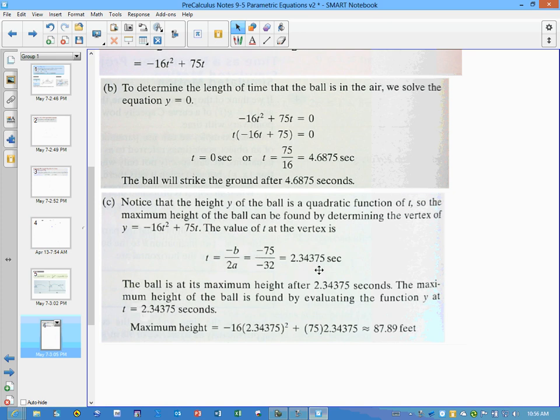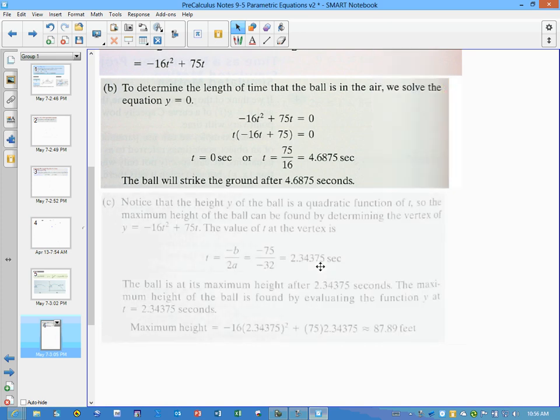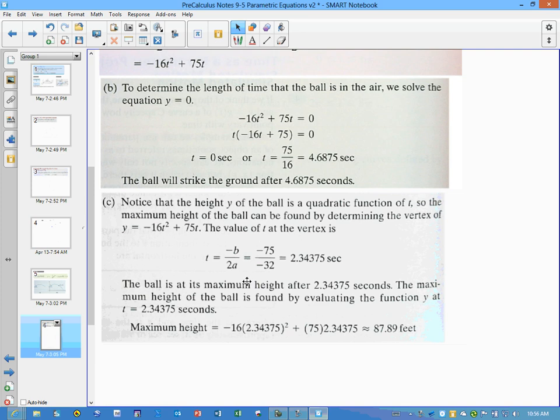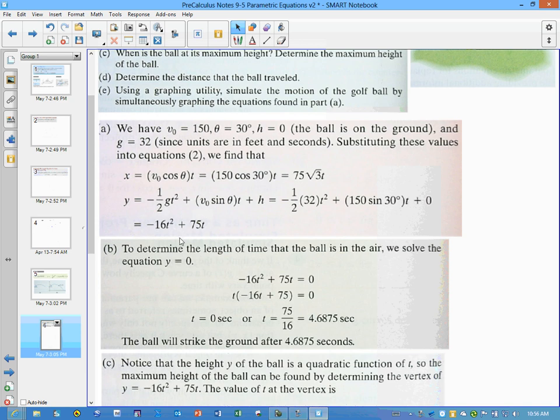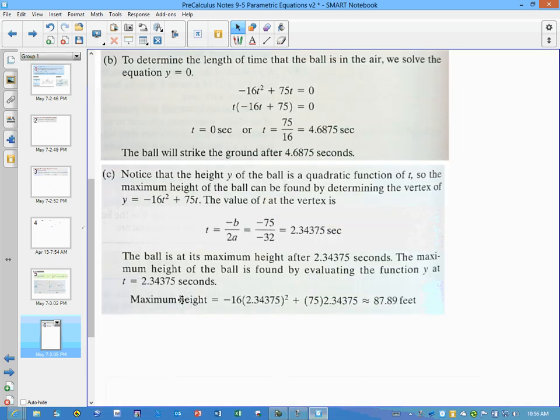Now, once you know when the maximum height occurs, to find the height, you simply input that value of time into the equation for height, which again is this equation. So we substitute that in, we use the calculator this time, and we're going to get approximately 87.89 feet. This time we did actually round. So that'll be the approximate maximum height of the golf ball, and that occurs at that time.